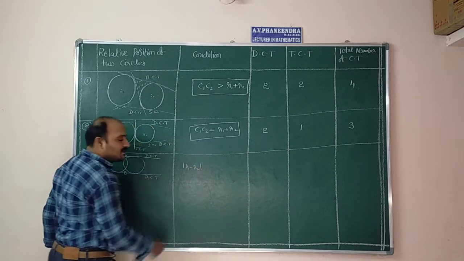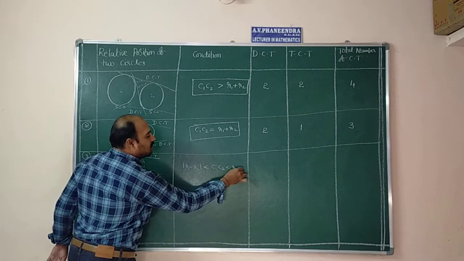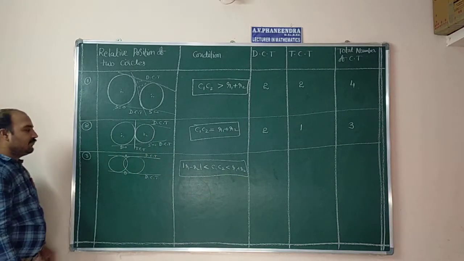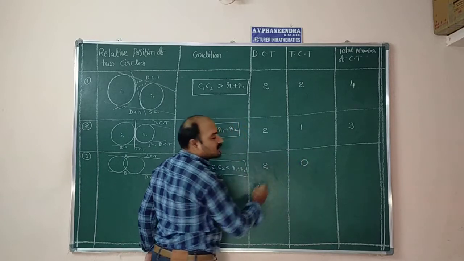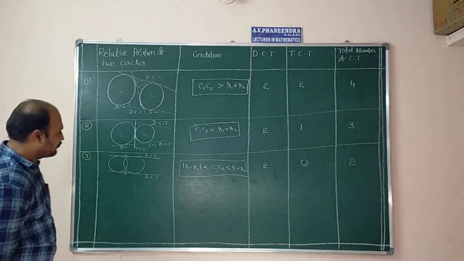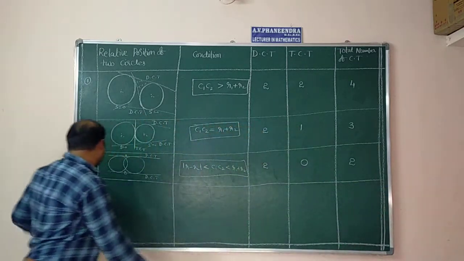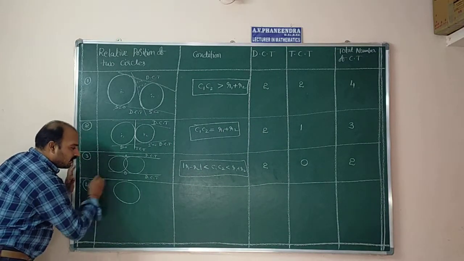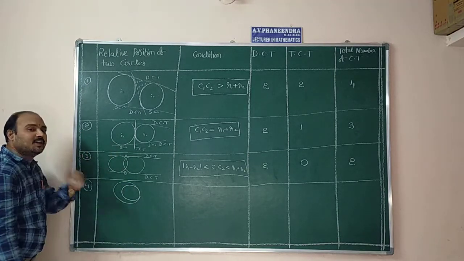For that, the condition is mod R1 minus R2 is less than C1 C2 is less than R1 plus R2. In the case of two circles intersecting each other, there are two direct common tangents. There is no transverse common tangent. So the total number of common tangents is 2. Third condition is over. Come to the fourth condition. In the fourth condition, two circles touch each other internally.